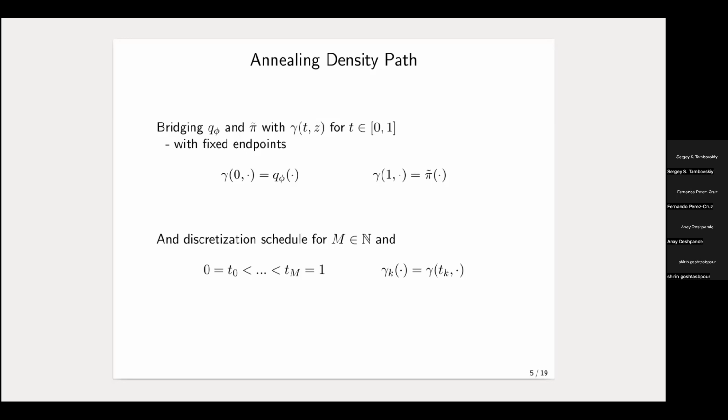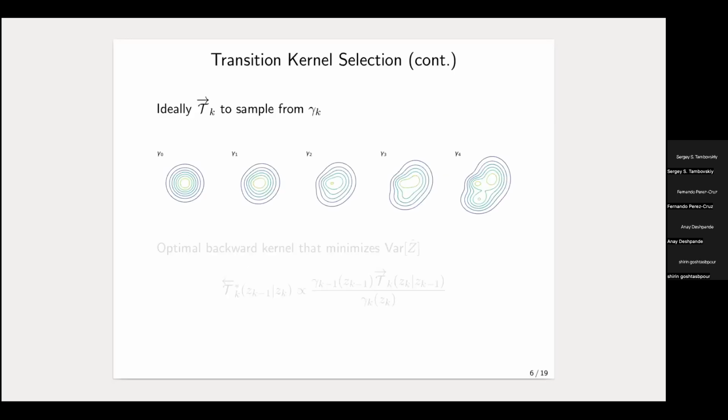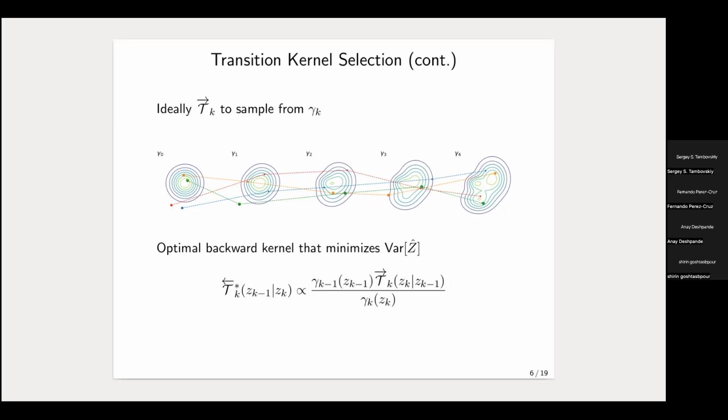And we also need a discretization schedule in order to look at each one of the distributions in discrete time and be able to do the Markov transitions between each consecutive distribution. So ideally, after choosing all of these hyperparameters, we want to find some transition kernels that can actually sample exactly from each one of the annealing distributions. And if we can do this, and we choose the conditionally reverse process of sampling to trace back the trajectories to the initial distribution, we can minimize the variance of the estimation and have optimal estimation in this way.